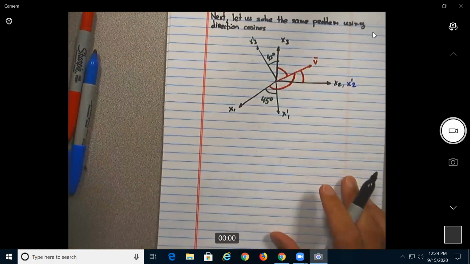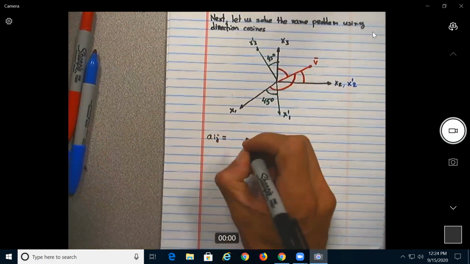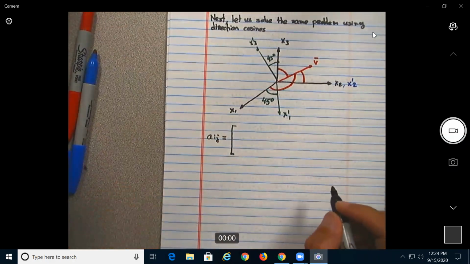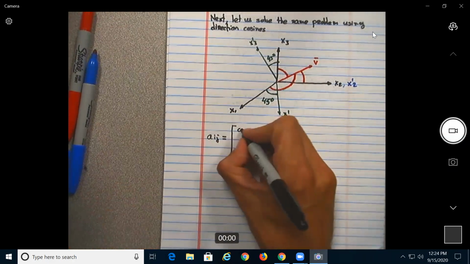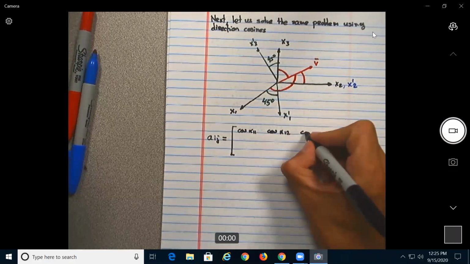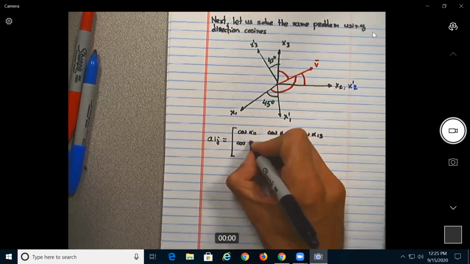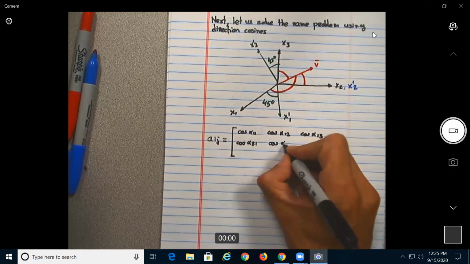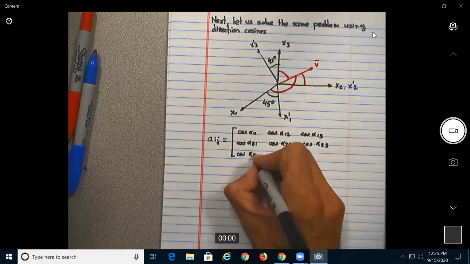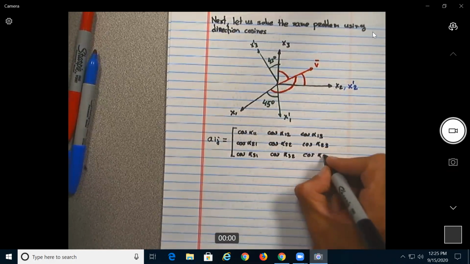But if you were able from the figure to rewrite what would be the matrix Aij, this is what you will have: cosine alpha 1,1, cosine alpha 1,2, cosine alpha 1,3, cos alpha 2,1, cos alpha 2,2, cos alpha 2,3, cos alpha 3,1, cos alpha 3,2, cos alpha 3,3.